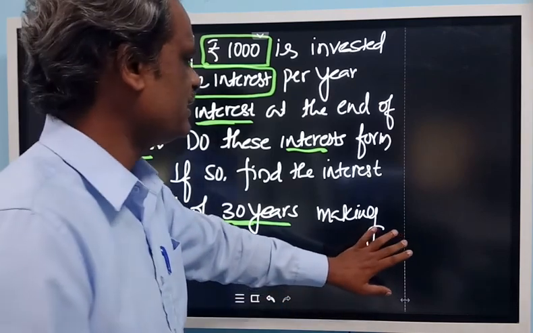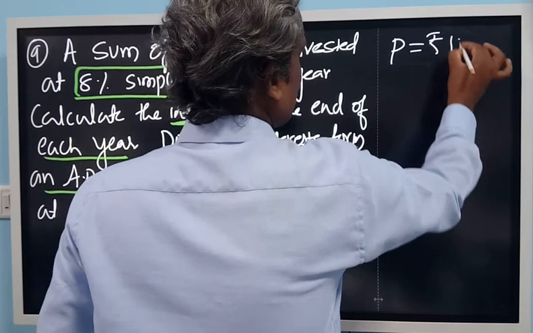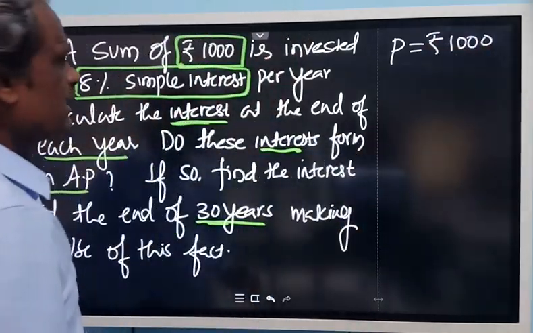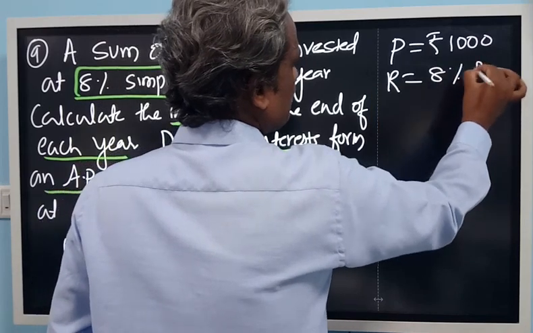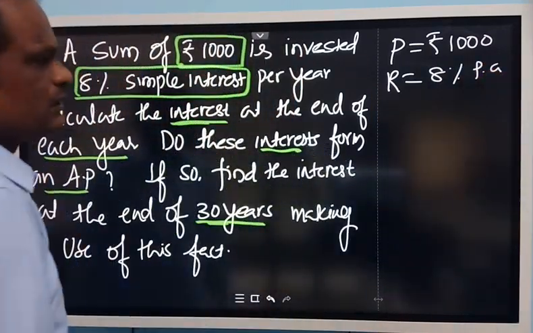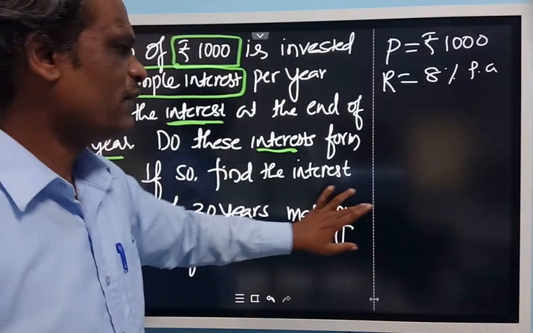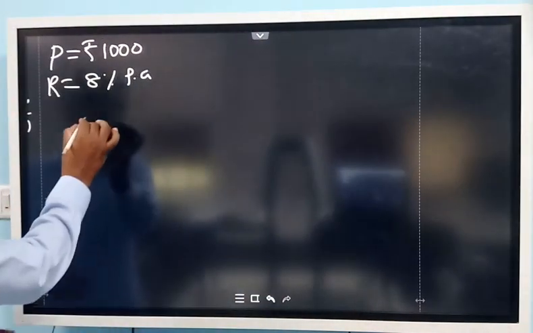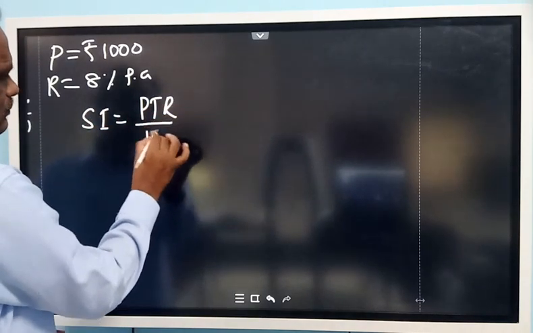And here, let us write the data. P value, the principal value, is ₹1000. Rate of interest is equal to 8% per annum, per year. Time, for every year you have to calculate. The formula to find the simple interest, you know that. Simple interest is equal to PTR by 100.